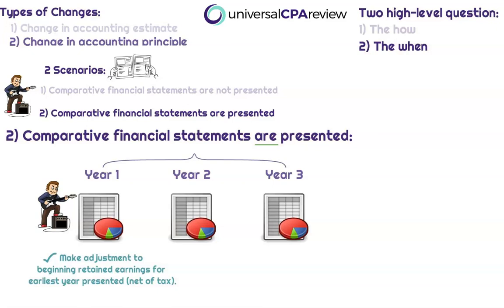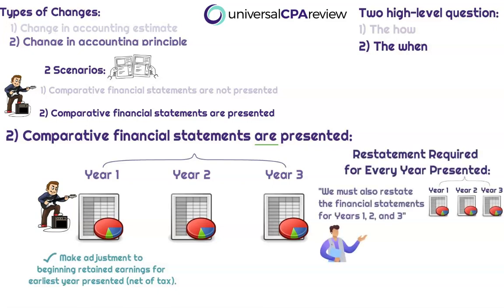Maybe we're showing financial statements for years 1, 2, and 3, and the adjustment from the change in accounting principle occurred in year 3. Now what we need to do is show an adjustment to beginning retained earnings as of the earliest period presented, which in this case would be year 1. All right, but something else that is super sneaky to note in this situation is that we also need to show how the change would have impacted the financial statements for every single year presented.